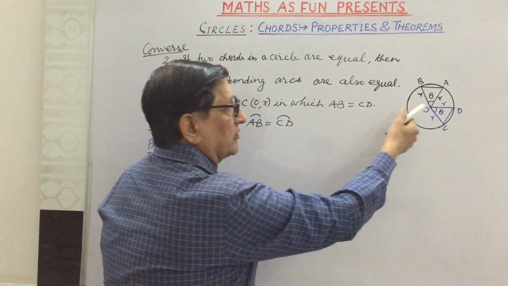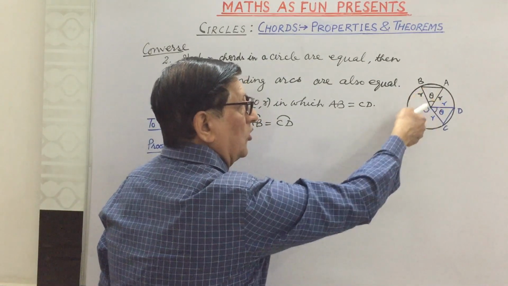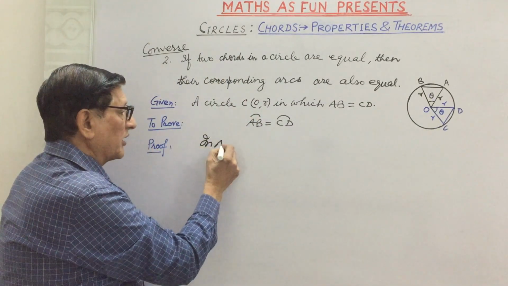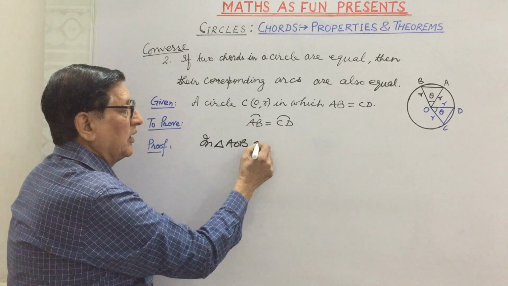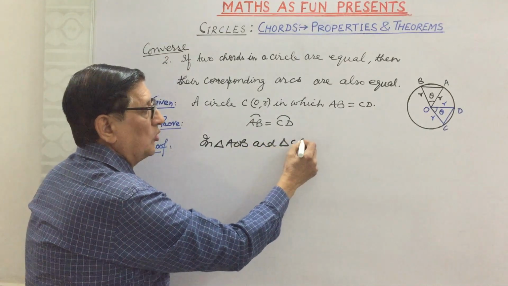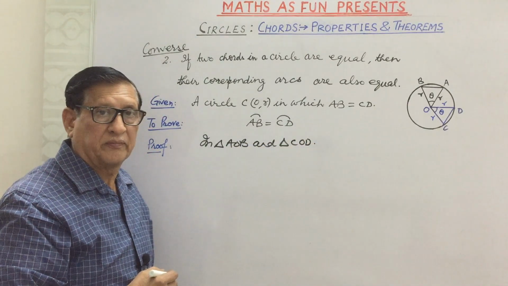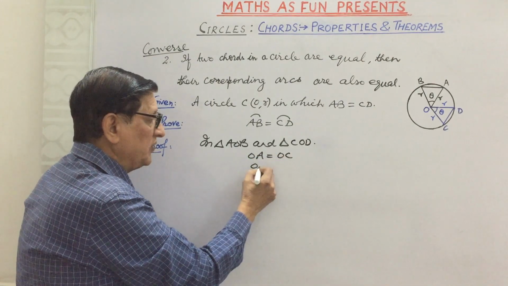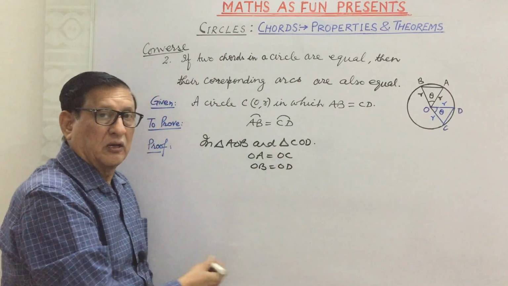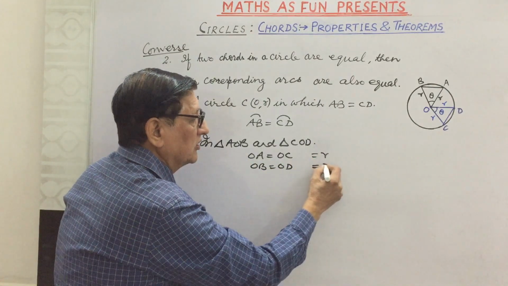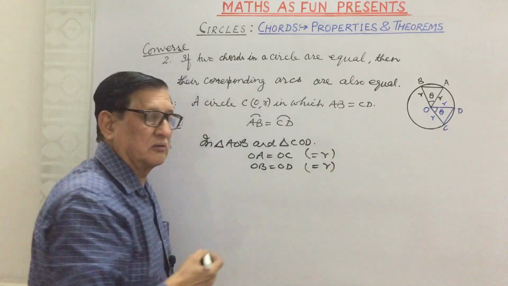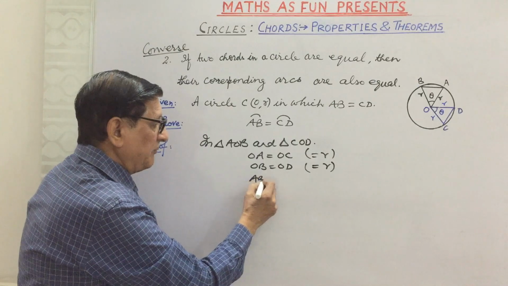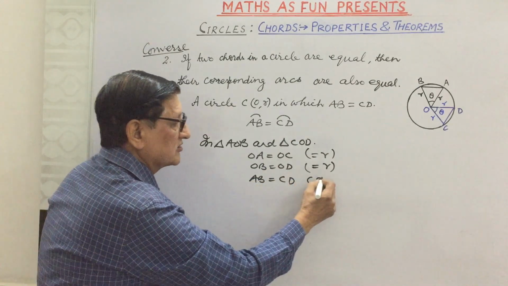Now we can take here triangle AOB and triangle COD in first. So we write in triangle AOB and triangle COD. What we find? OA is equal to OC. OB is equal to OD. In both we are finding they are equal to the radius of the circle. And we have been given that AB is equal to CD. This is given to us.